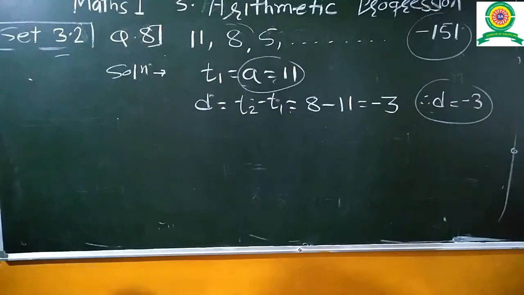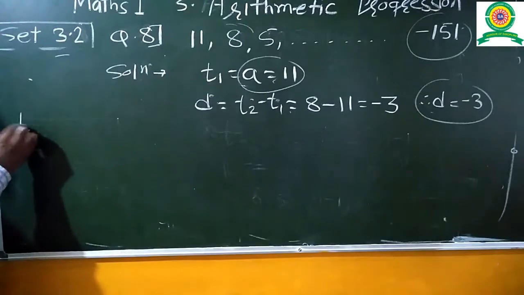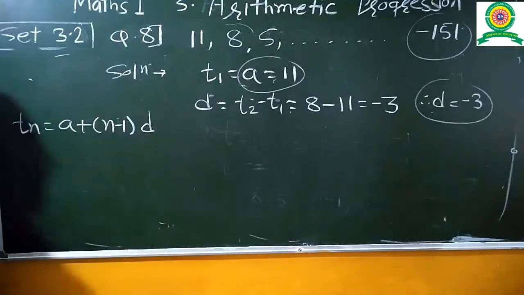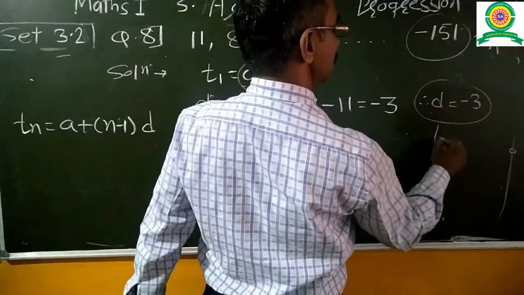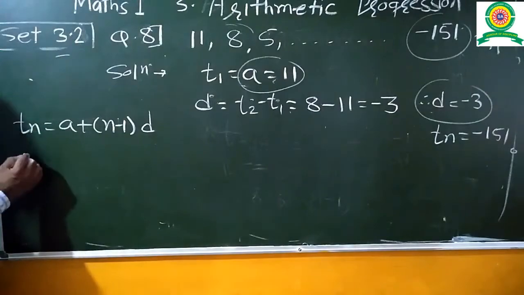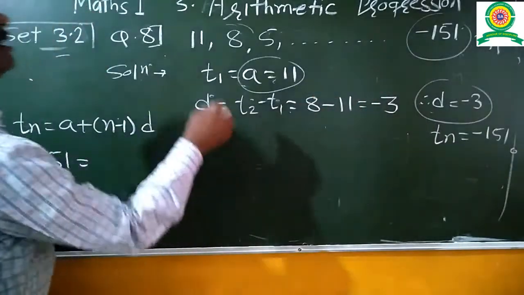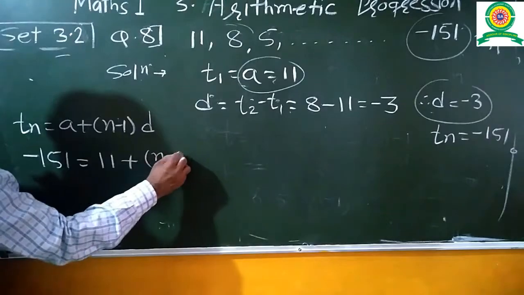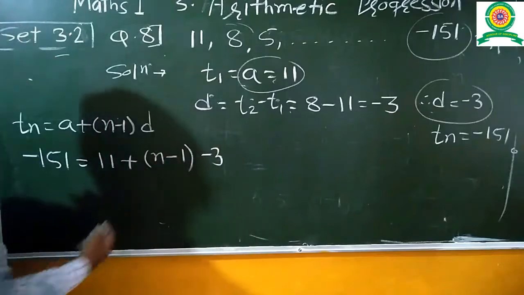So by putting this in the given formula, I write Tn = A + (n - 1) × D. But here the Tn value is given. What is the Tn value? Tn = -151. So by putting this value: -151 = A, which is 11, plus we do not know the value of n, so it is (n - 1), and the difference D is -3.